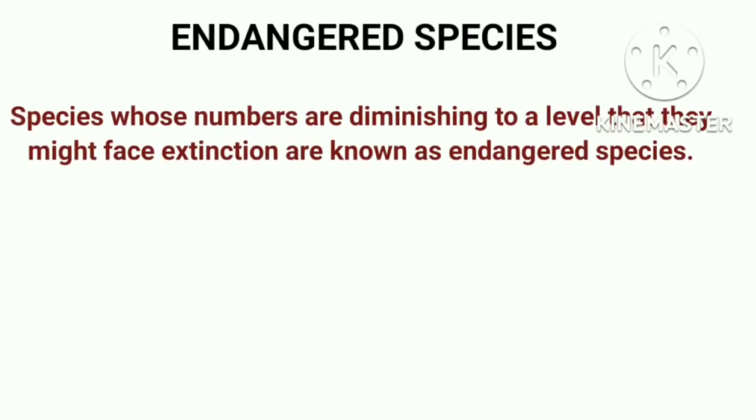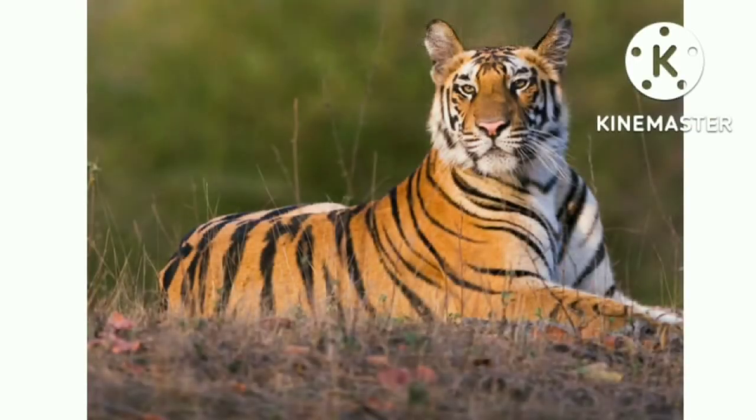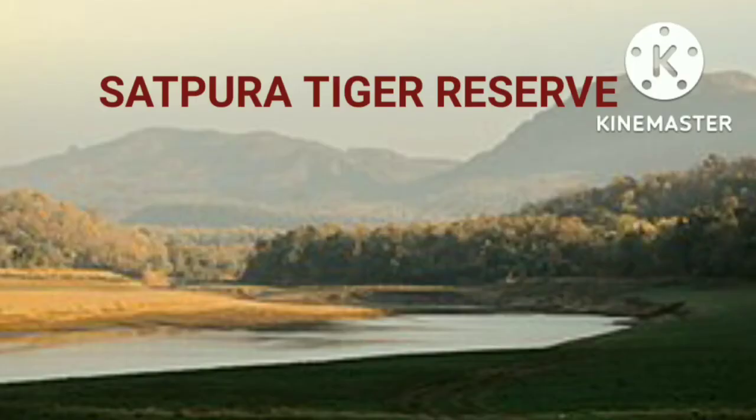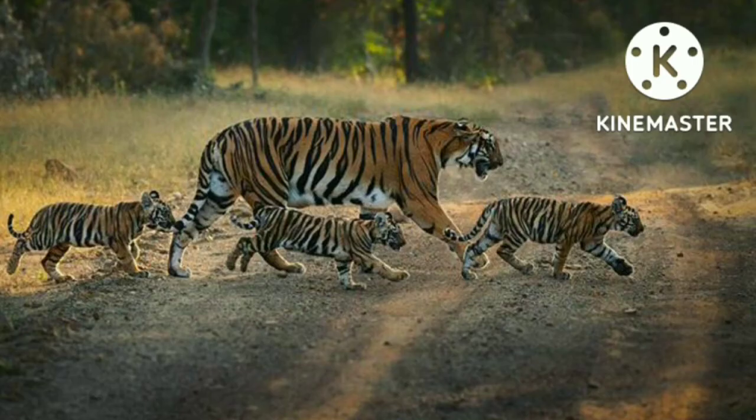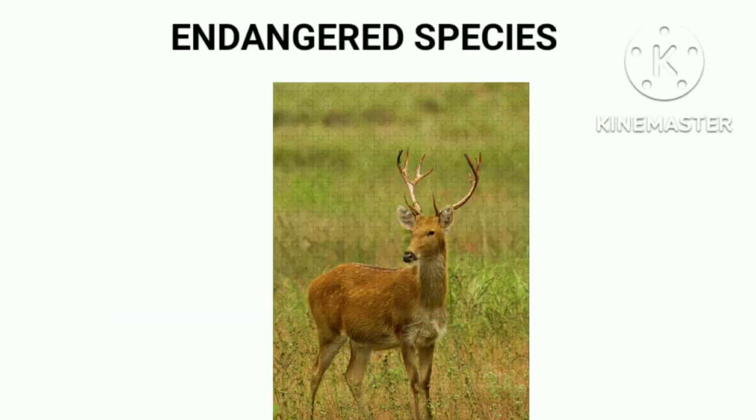What are endangered species? Species whose numbers are diminishing to a level that they might face extinction are known as endangered species. That is, the species of plants and animals exist but their numbers are decreasing. For example, tigers. Tigers are slowly disappearing from our forest. The tiger is one of the endangered species in India, but the Satpura Tiger Reserve was launched by the government to protect the tigers in the country. In that tiger reserve, we can see the increase in the population of tigers, and we can also find wild buffaloes and barasingas there.